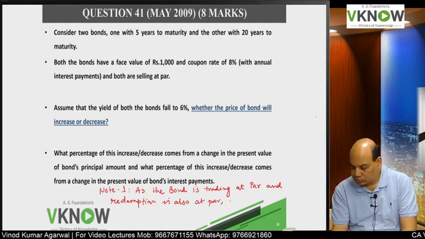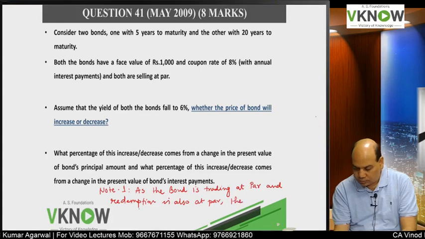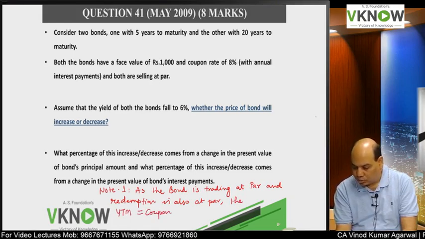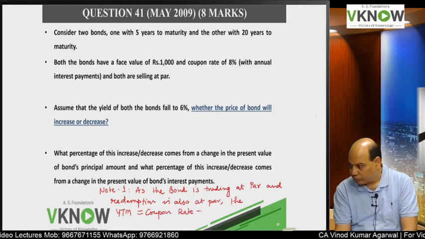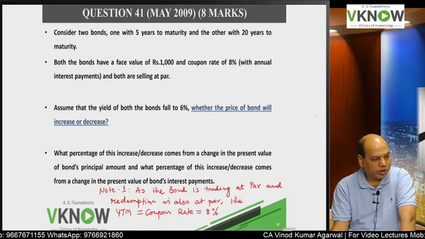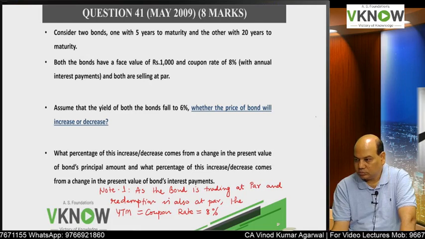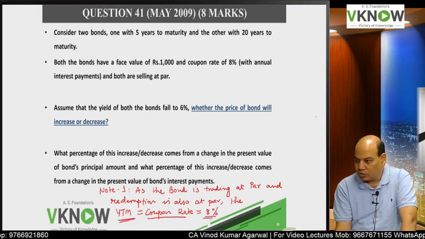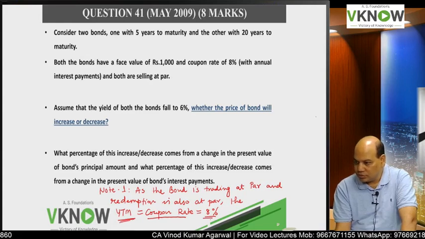the YTM is equal to coupon rate is equal to 8%. YTM is equal to coupon rate is equal to 8%. So it means my original YTM was 8%. Have you written this note? Have you noted down? Say yes.